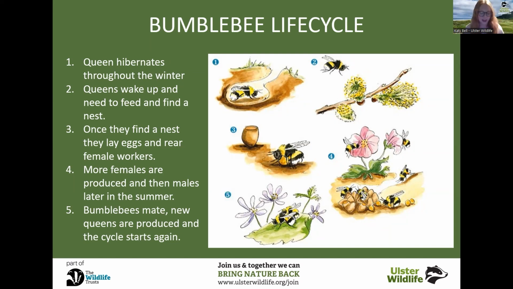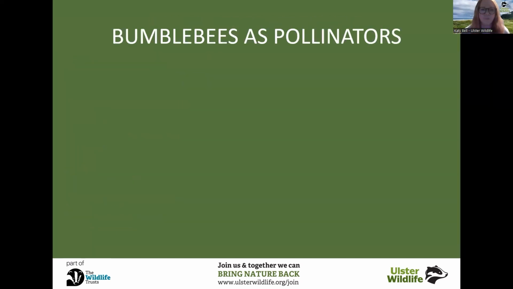So that queen will last one season, then she'll die, a new queen's born at the end of the year, and she will start the nest the next year. That's basically the basics of the bumblebee life cycle.